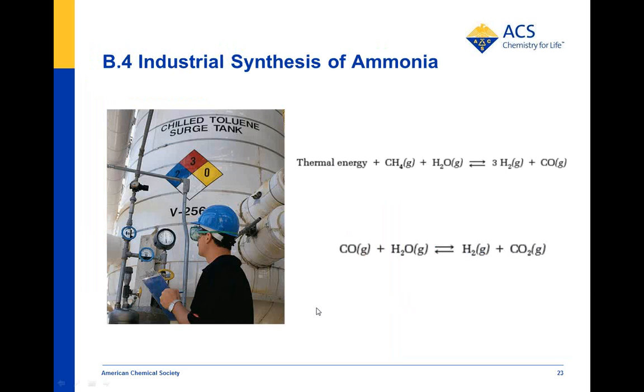And in B4, they take a look at the industrial synthesis of ammonia, and the caption under the photo, which isn't shown right here, asks the students to take a look at the safety precautions that are used not only in their lab, but in the industry. And there are some nice marginal notes for the teacher in this section that help the teacher guide the students through some of the history and further explanation of the Haber-Bosch process.